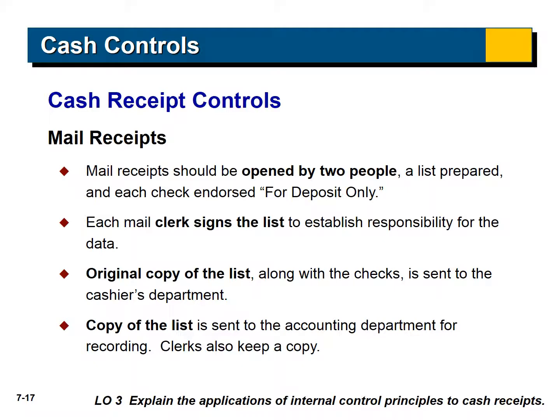And then mail receipts are another problem when you have checks or cash coming in through the mail. Normally we don't get cash coming in the mail, but you might have checks. So the mail receipts should be opened by two people. That way you don't have one person that just takes the cash or the check. And endorse the checks for deposit only. Each mail clerk signs the list to establish responsibility for the data. The original copy along with the check goes to the cashier's department, and the copy of the list is sent to the accounting department.